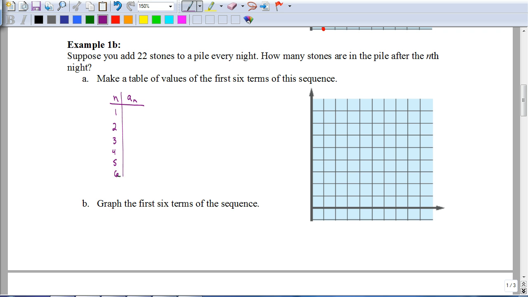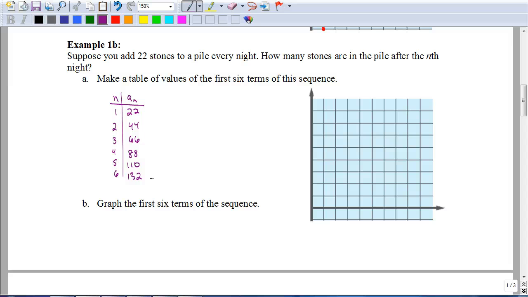So the first term represents how many stones there'd be in the pile after the first night, which would be 22. And every night you're going to be adding 22 more stones to the pile, so you'd be up to 44, 66, 88, 110, and 132. So now this one, your scale, you've got to go from basically 0 all the way up to 132. So a good scale to count by here might be to count by 20s.